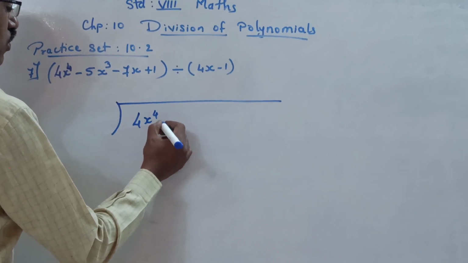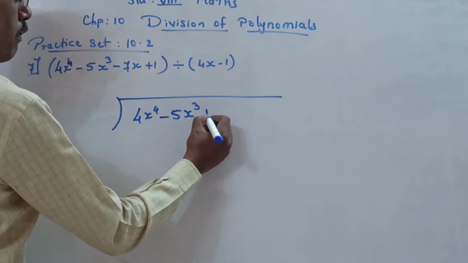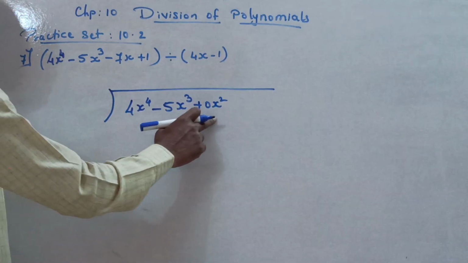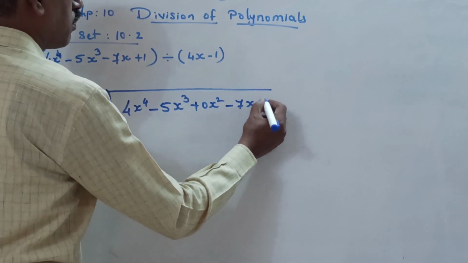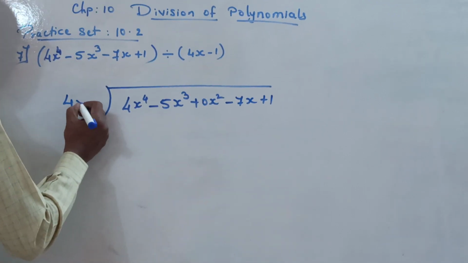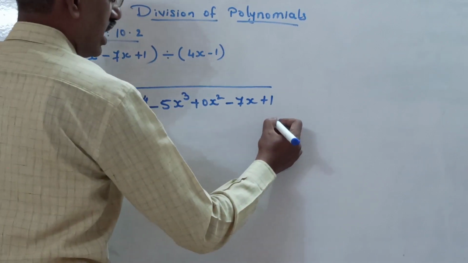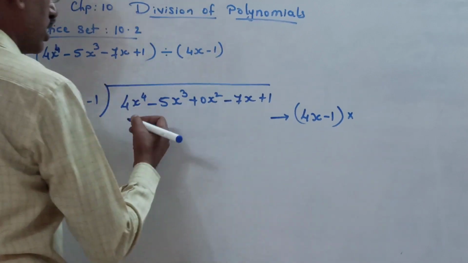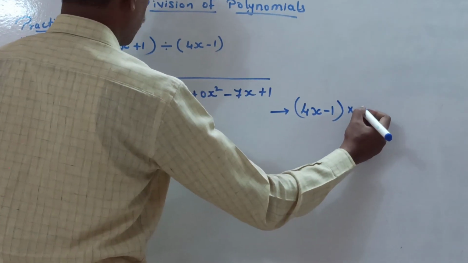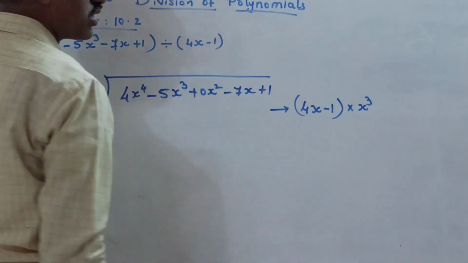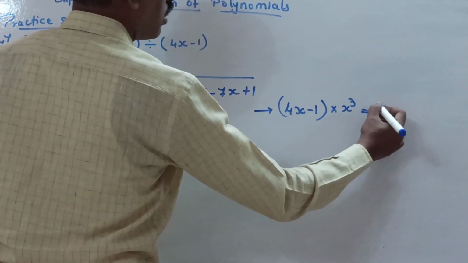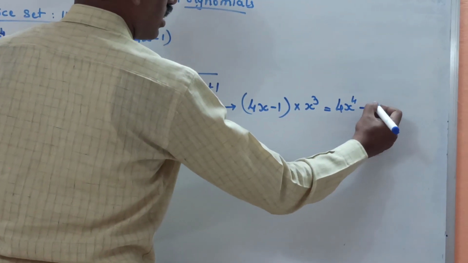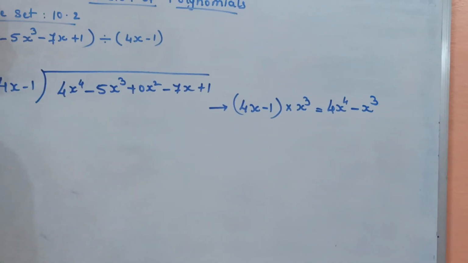So 4x raised to the power of 4 minus 5x cube plus 0x square. This is the first twist in this question. So you have to write 0x square minus 7x plus 1 divided by 4x minus 1. So over here in the explanation part, it comes as 4x minus 1 multiplied by what will give you 4x raised to the power of 4? So we are going to multiply by x cube. So the answer comes as x cube multiplied by 4x will give you 4x raised to the power of 4 minus x cube. This is what we are going to write.